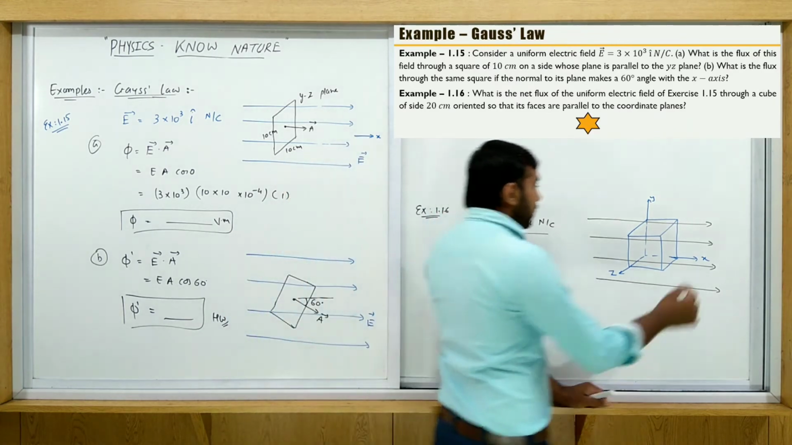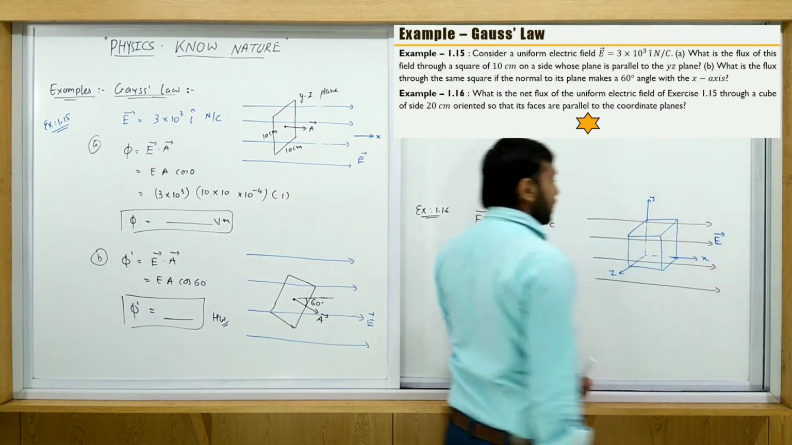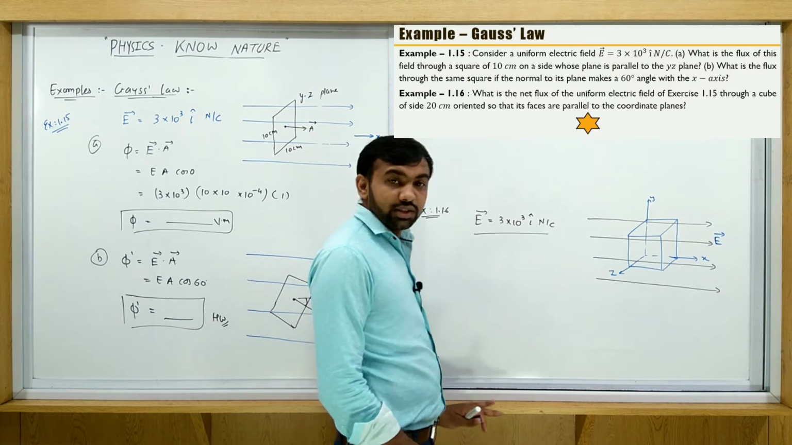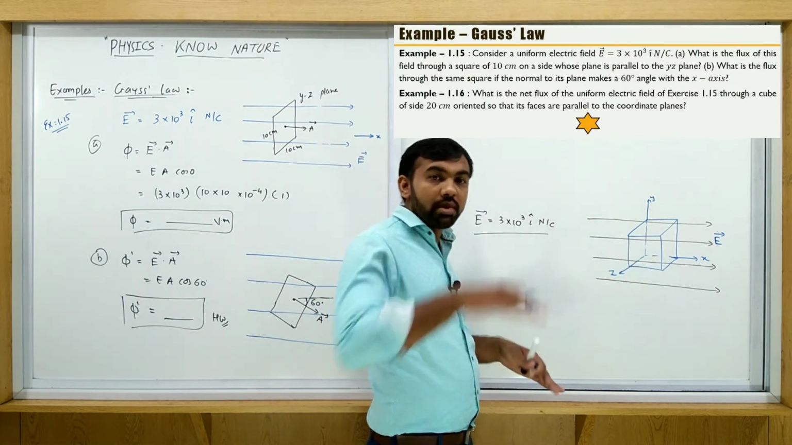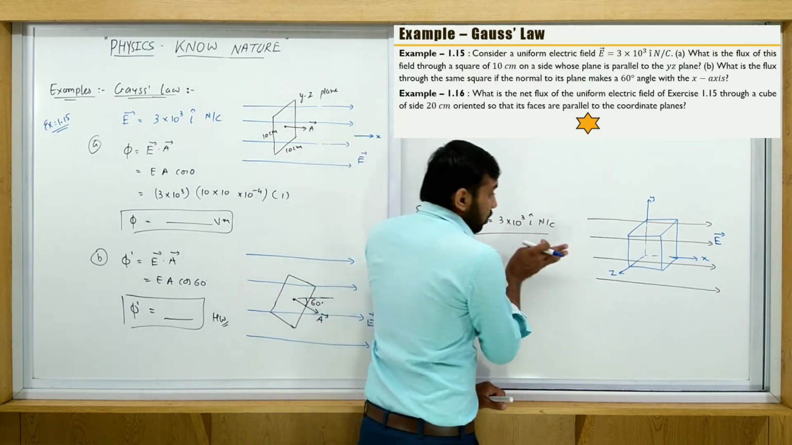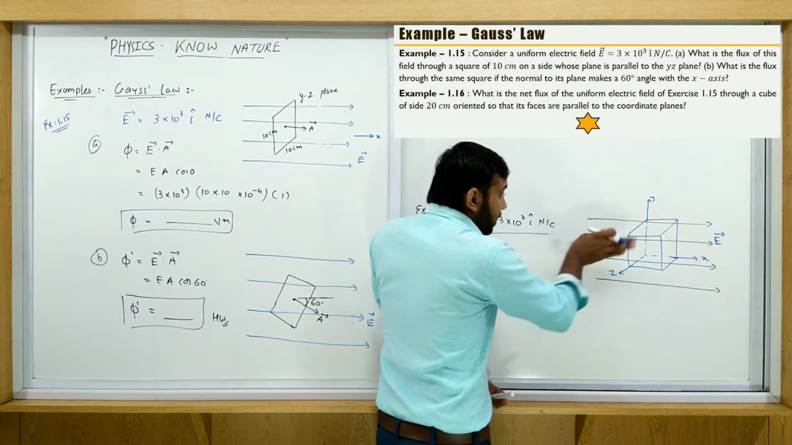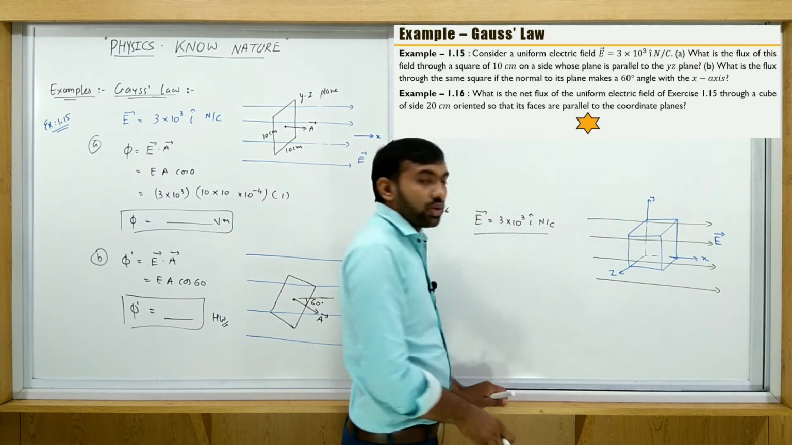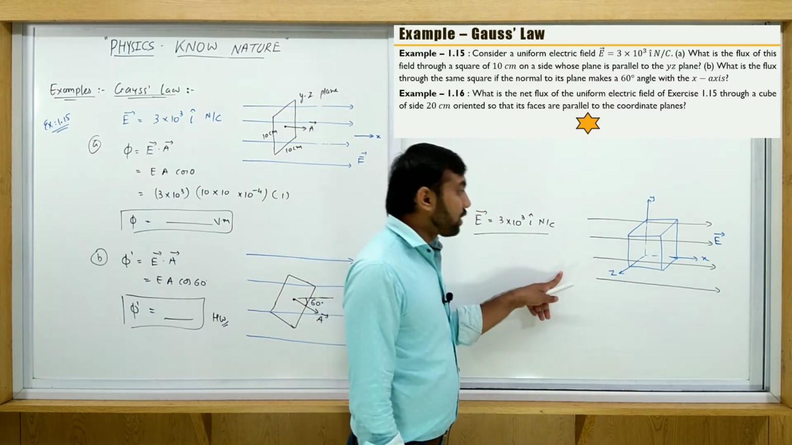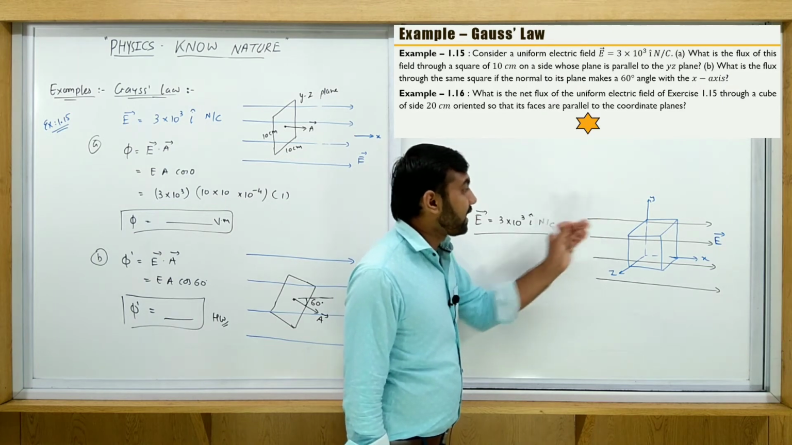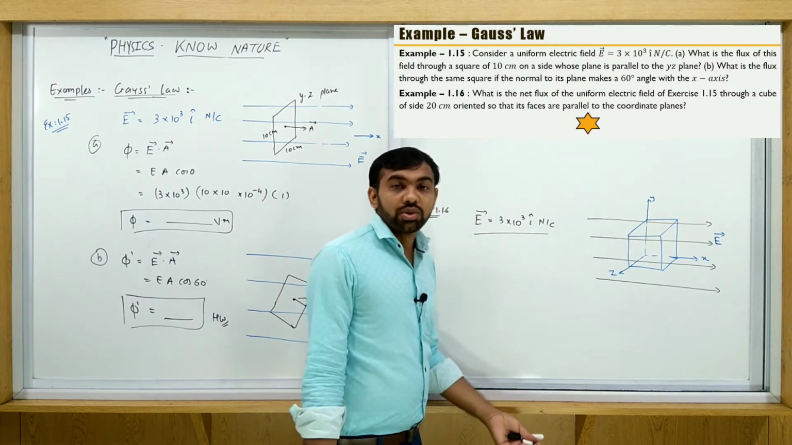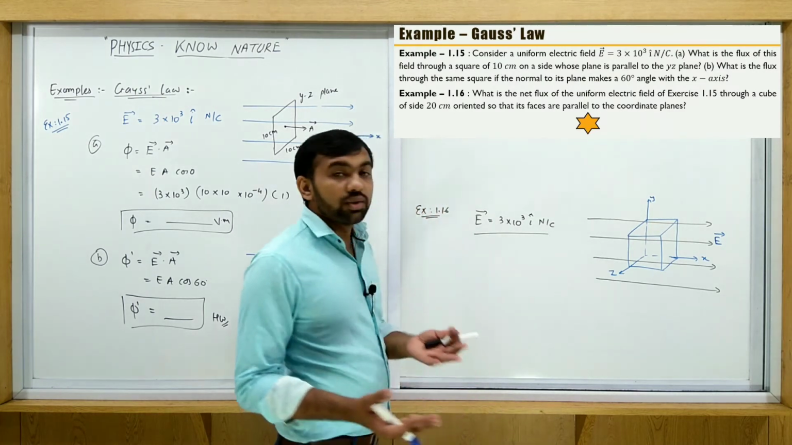But the electric field is only along the x direction. So what is the net flux? Here, in total how many faces? 6 faces: left hand side, right hand side, front, back, top and bottom. In this case, whatever field lines enter into the cube, the same field lines come out from it, because it is placed in a uniform electric field. So whatever is given, phi in is equal to phi out.